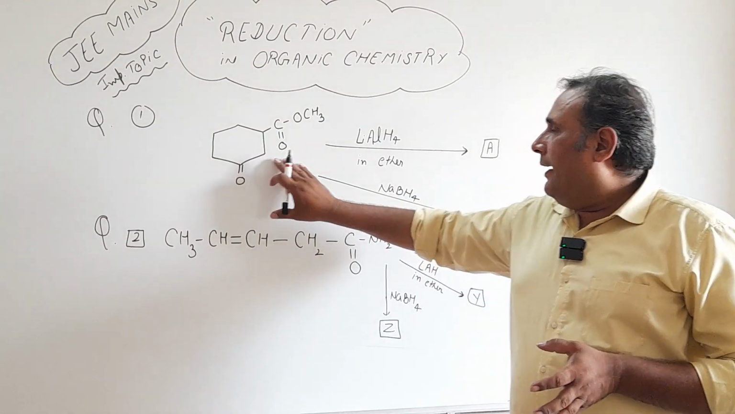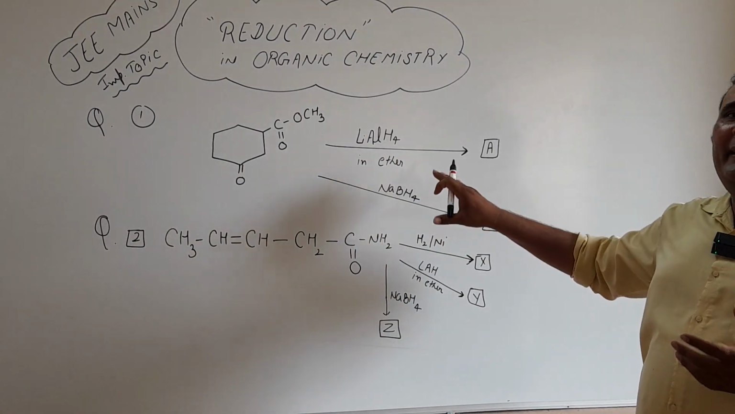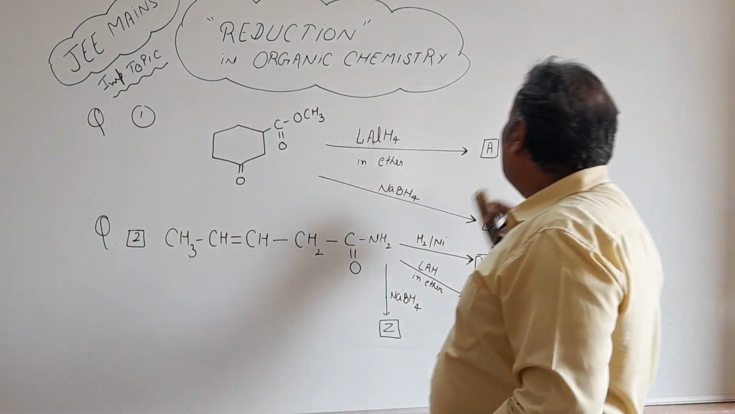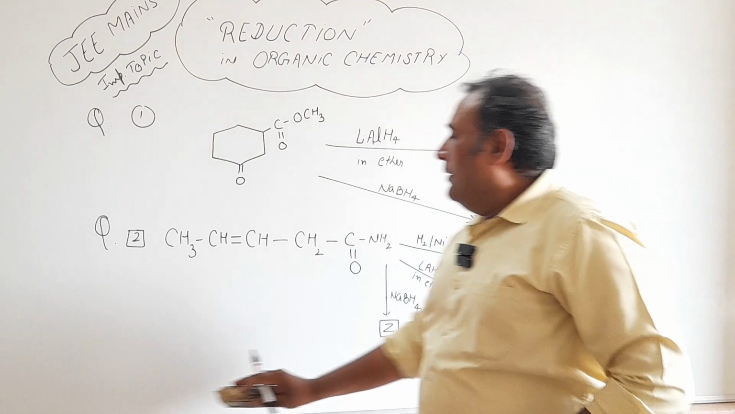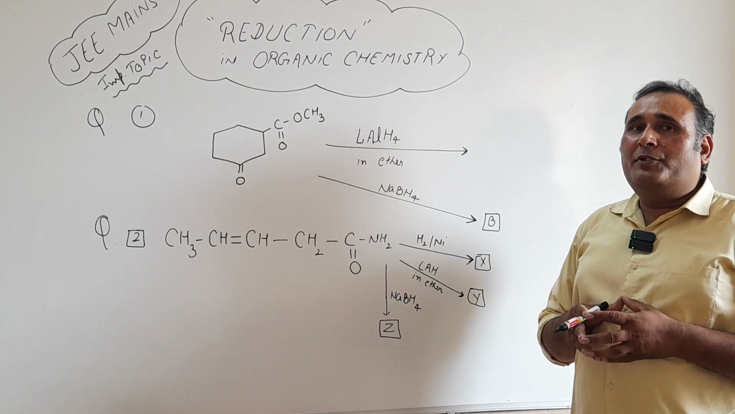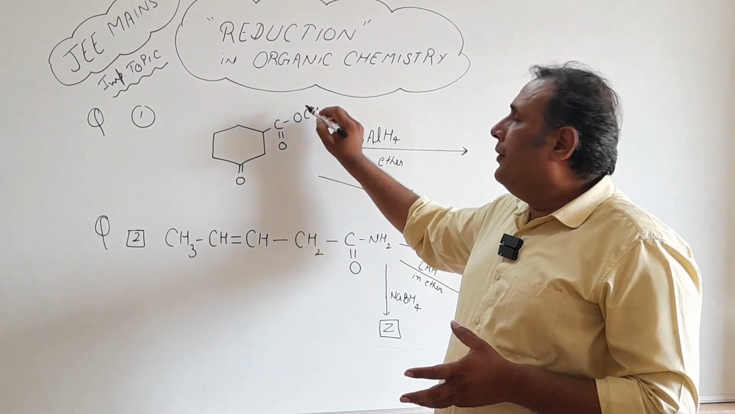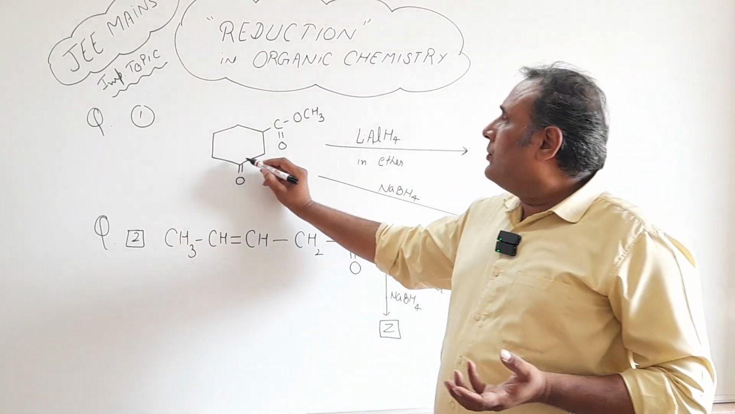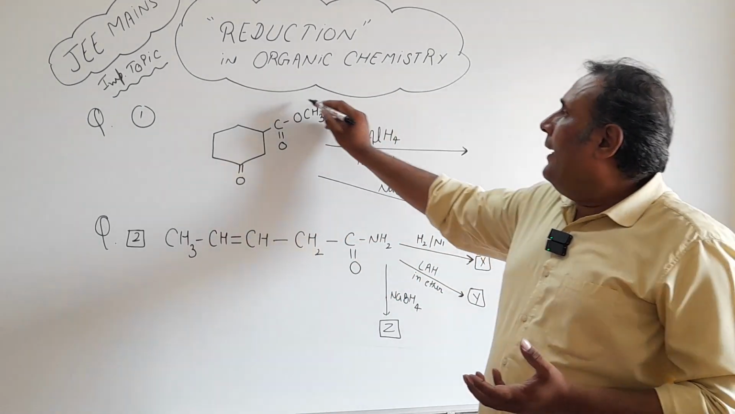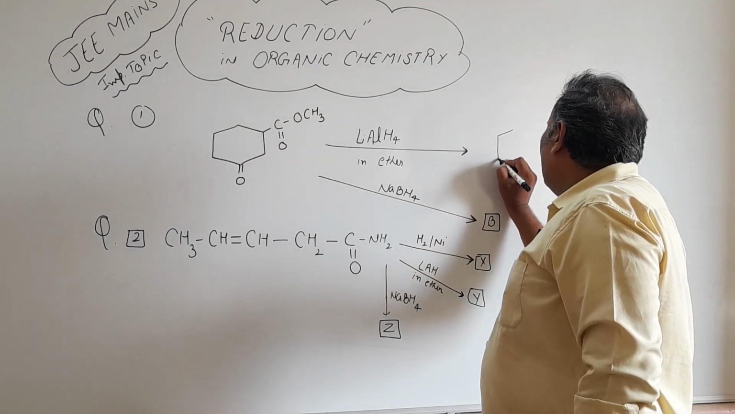This is a reactant, and in the first reaction we are reacting this reactant with lithium aluminum hydride in ether. So we are forming compound A, and we have to find out the structure of A. Let's see. We all know that lithium aluminum hydride is a very strong reducing agent. It reduces the carbonyl group, and it also reduces ester. So it reduces the ketone group into a 2-degree alcohol and the ester into alcohol. So our product will be like that.